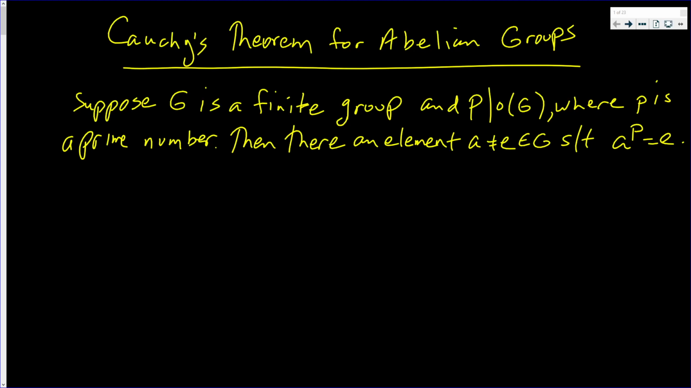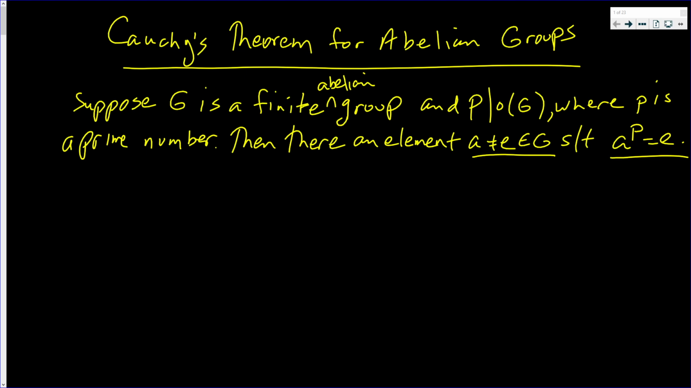In this video, we're going to prove Cauchy's theorem for abelian groups. It goes on to say, suppose G is a finite group. It should say a finite abelian group, such that p divides the order of the group, where p is a prime number. Then there's a non-identity element in G such that a to the p is equal to e.